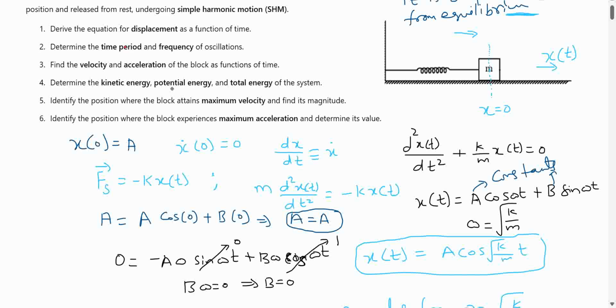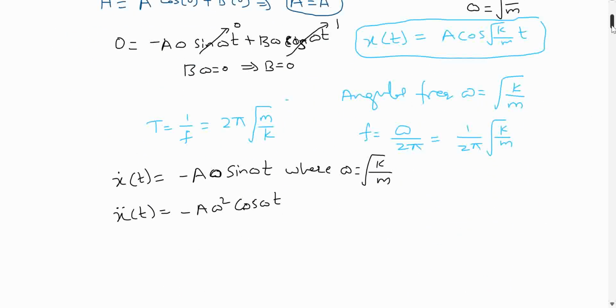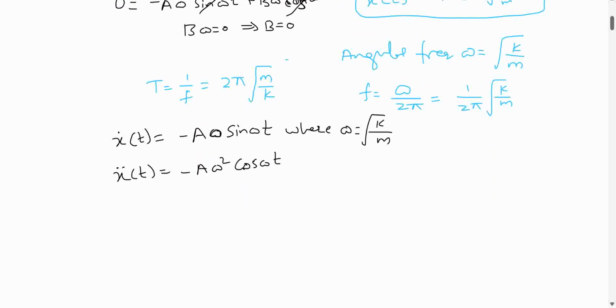We have to find the kinetic energy, potential energy, and total energy. Kinetic energy will be half m v square, which is half into m into the velocity we have calculated, that is minus A omega sin omega t. So we write A square omega square sin square omega t.